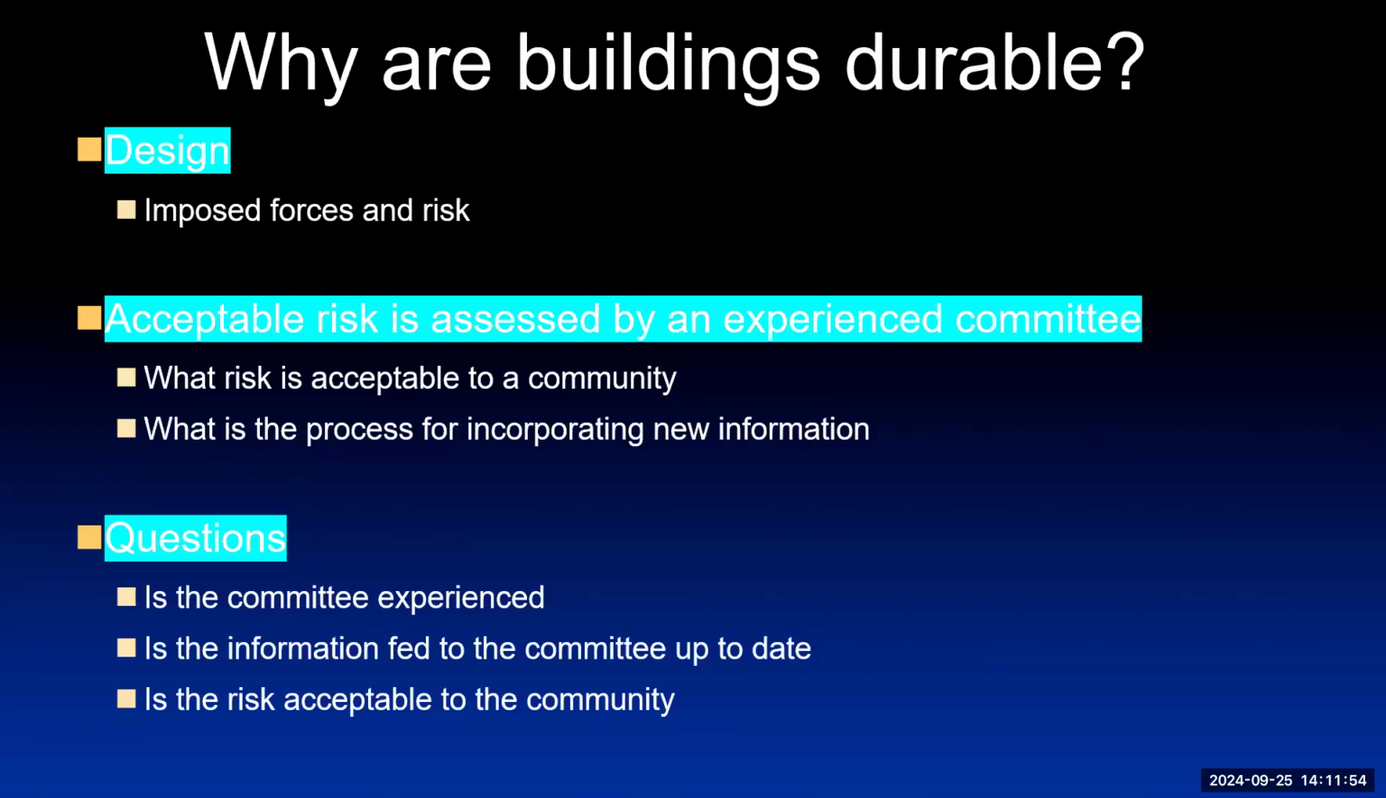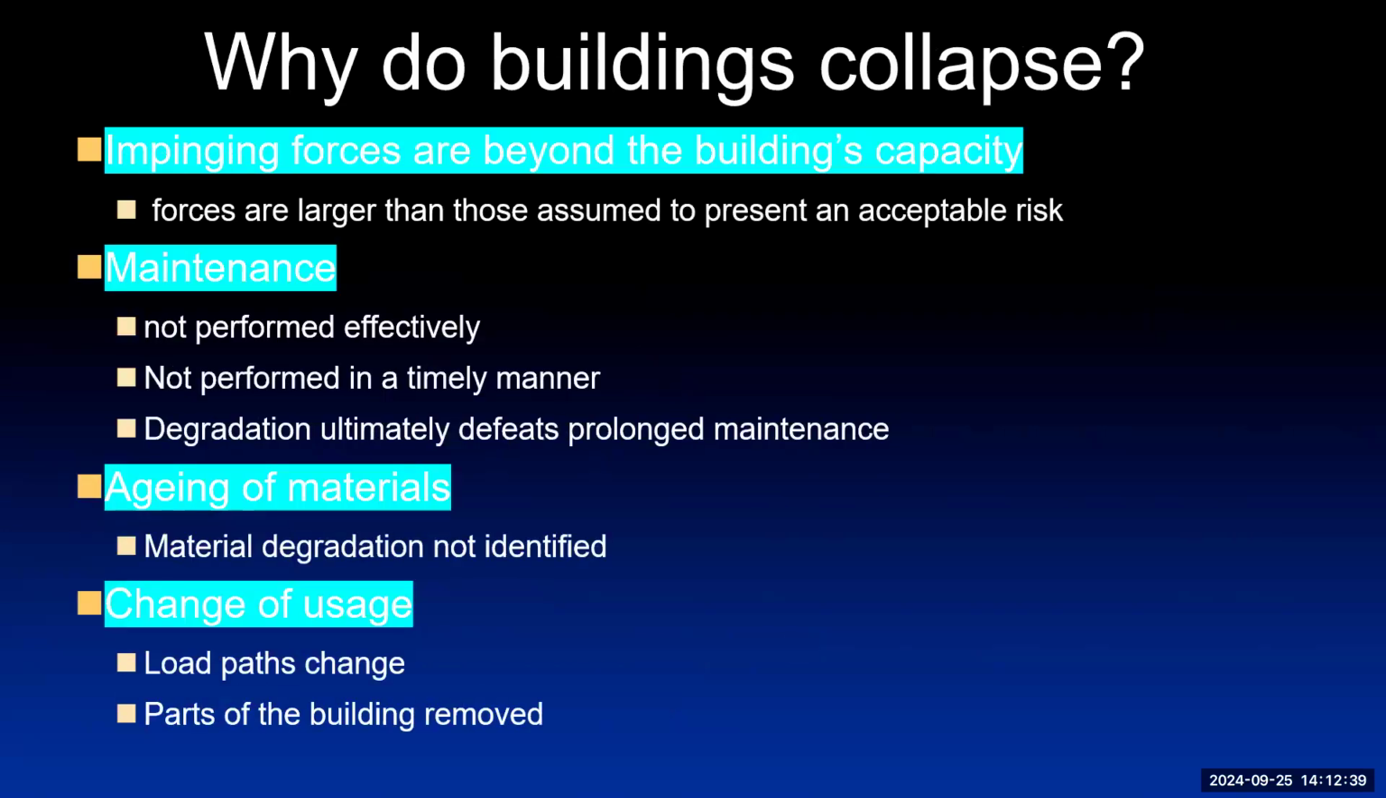So what is the process for incorporating new information? Well, as it comes along, it's incorporated into standards which back up the codes. So how often does that happen? Normally speaking, if it's really quick, it'll take 2 or 3 years. In the United States, the last iteration was from 2016 to 2022 with the standards that back up the codes. So we have some questions here. Is the committee experienced? Is the information fed to the committee up to date? And is the risk acceptable to the community? They're all problematic.